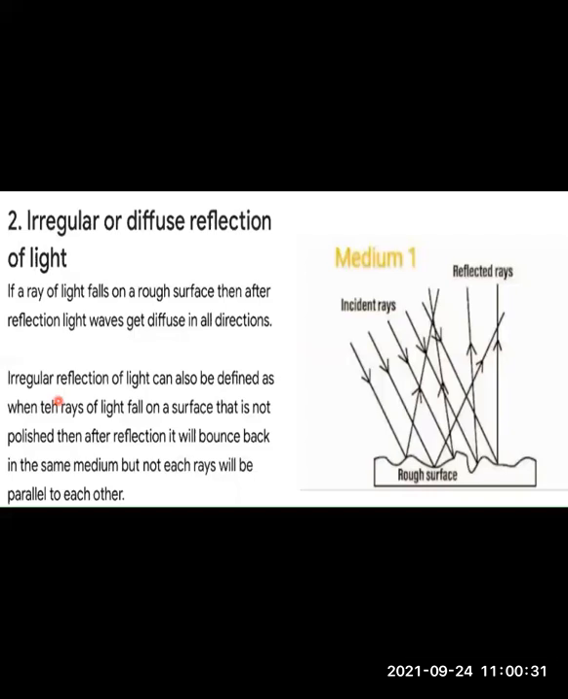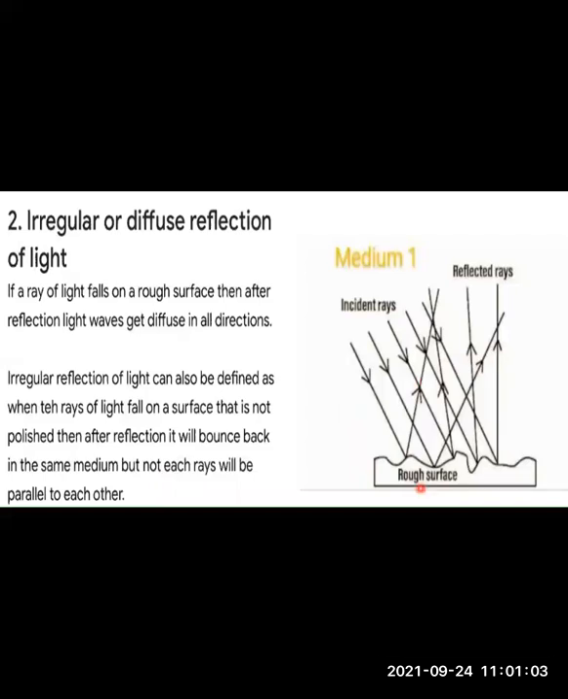Irregular reflection of light can also be defined as the rays of light falling on a surface that is not polished. You can also say it is not at all a regular surface. Then after reflection, it will bounce back in the same medium, that is air, but each ray will not be parallel to each other. So to illustrate the irregular or diffused reflection, we will see this picture.